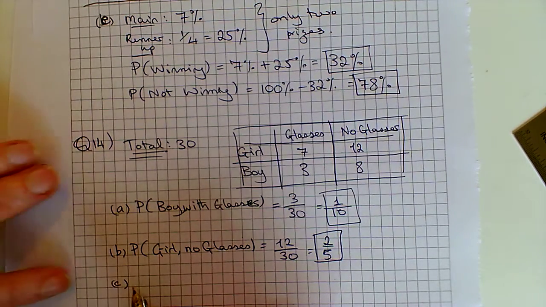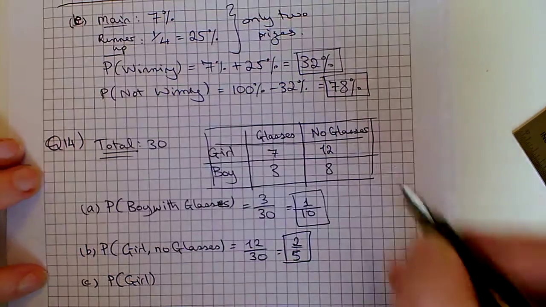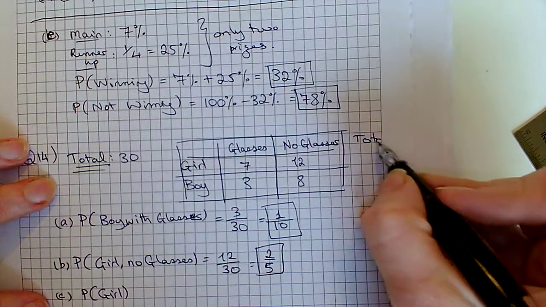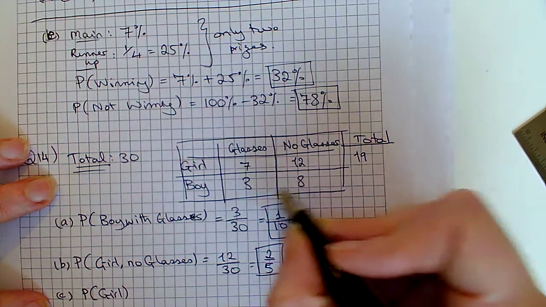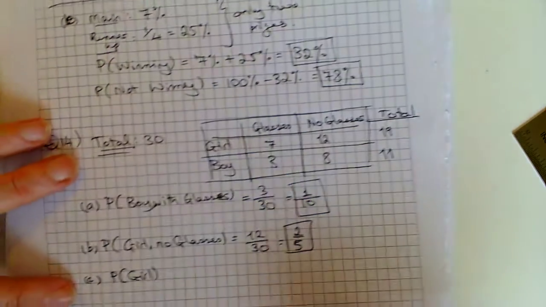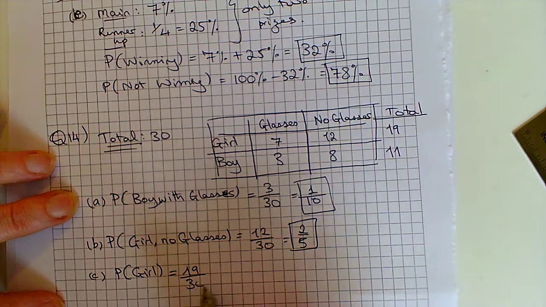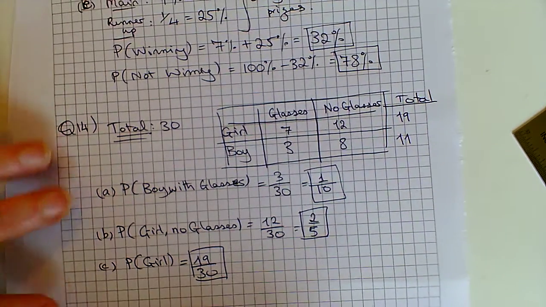Part C, what's the probability? Just that it's a girl. Well, we'll notice that we hadn't done the totals. So we have a total of 19 girls in the class and 11 boys in the class. So the probability of being a girl in this class is 19 out of 30, which doesn't simplify. So we just leave our answer like that.